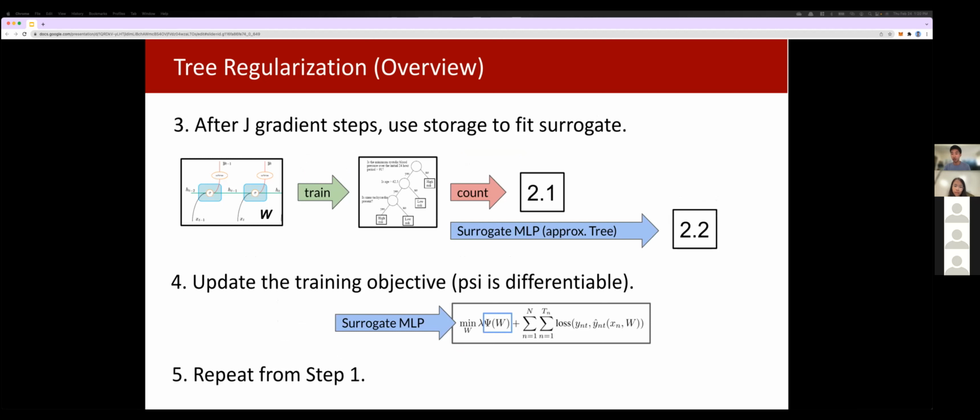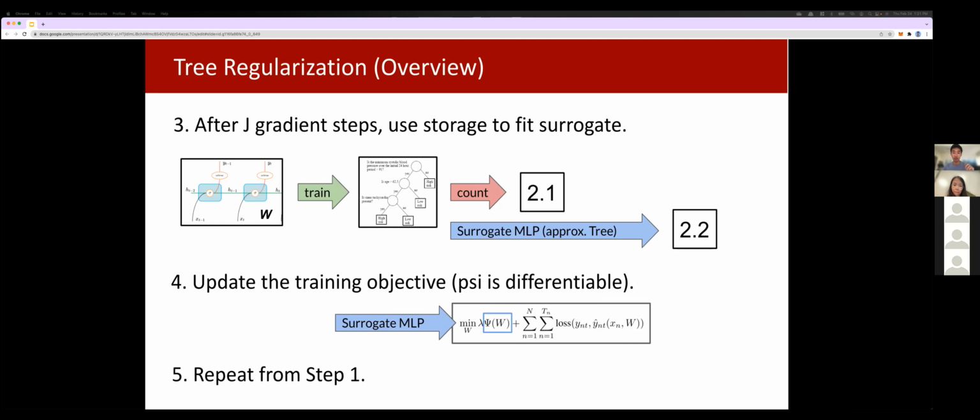So after a few gradient steps, I'm ready to train my surrogate network. And J is some hyperparameter you tune. But now I just train my surrogate network using that data set I collected. And now I have a deterministic, differentiable function from the original model's weights to an average path length prediction. And I plop that into my regularization term. I don't optimize the gradients of the surrogate network when I'm optimizing my original network. I just treat it as a fixed deterministic function. And then I just loop.